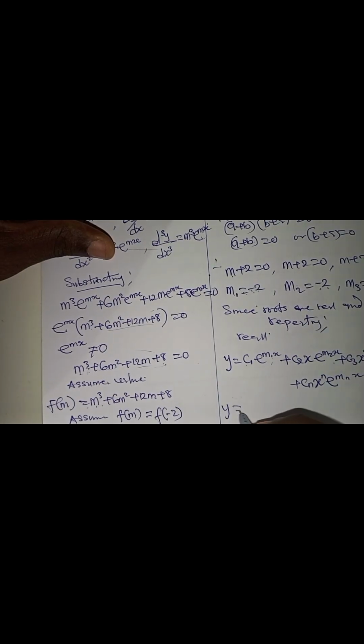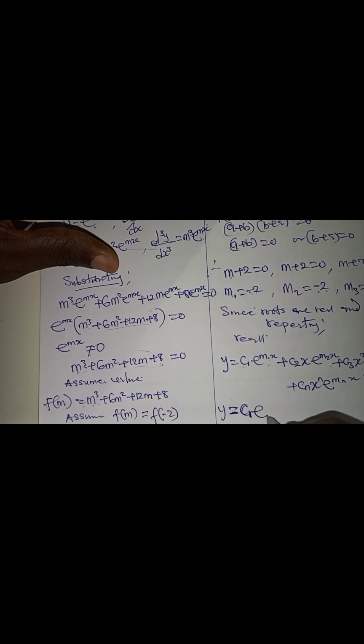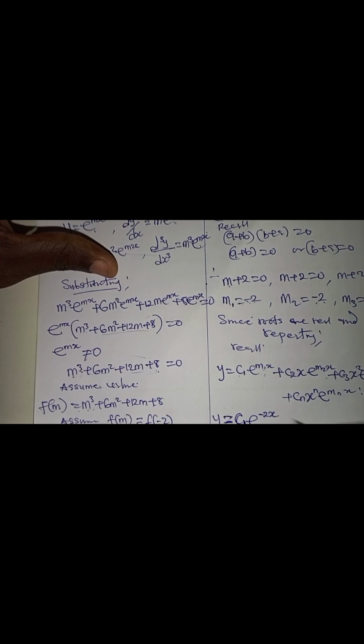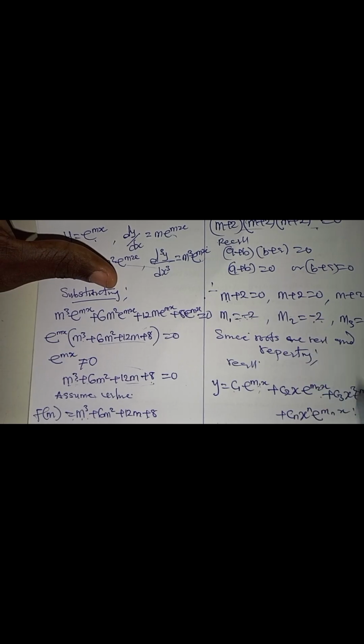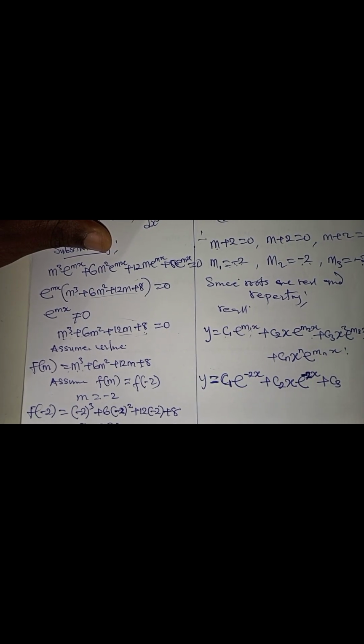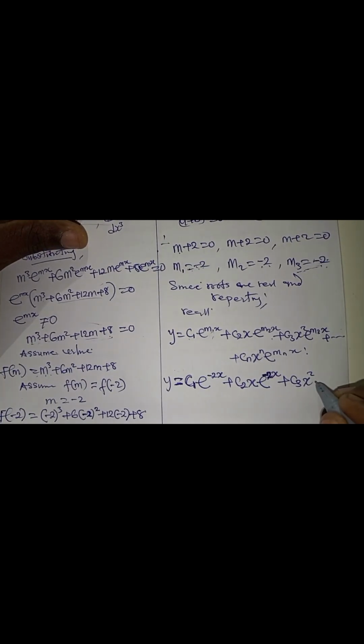It means that y here will be equal to c1 exponential m1x, where m1 is minus 2, so I have minus 2x, plus c2x exponential m2x, where m2 is minus 2, so this is minus 2x, and I have plus c3x squared, and m3, which is minus 2 also, so exponential minus 2x. So this becomes our answer.